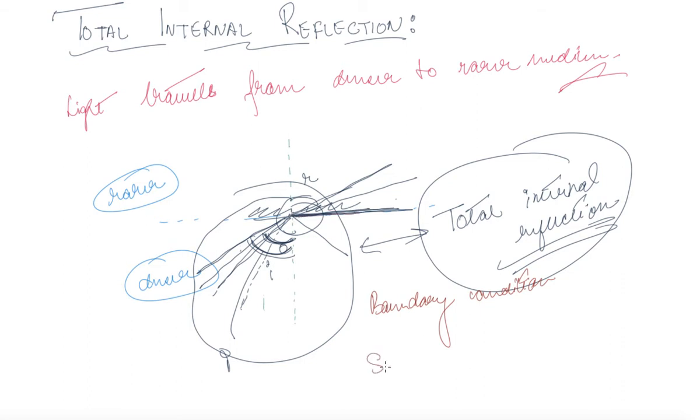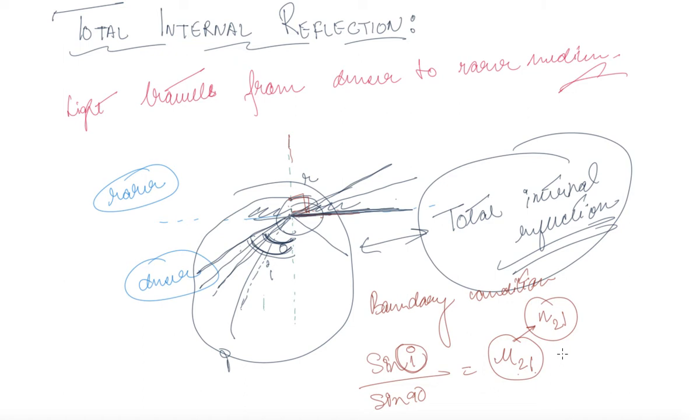So the boundary condition was sin I. We don't know what should be the angle of incidence, but we know the angle of refraction is 90 degrees. It makes 90 degrees with the normal to the surface. So this is sin 90 degrees, and this is equal to mu 2 of 1, that is, the refractive index of medium 2 with respect to 1. Sometimes it is also written as n2 of 1.